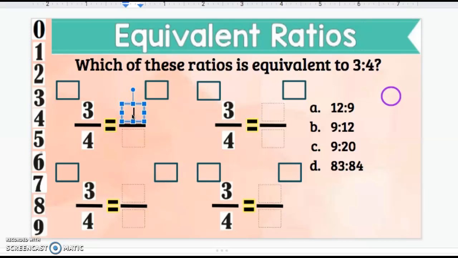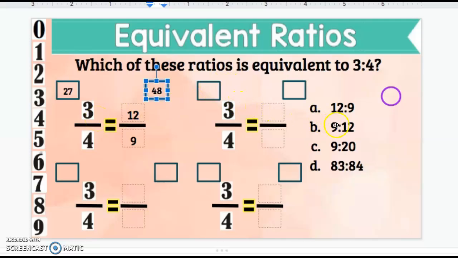Put 12, put 9. Butterfly it out, so 9 times 3 is 27. 4 times 12 would be 48. Okay, so looking at that, are 27 and 48 the same number? No, so it cannot be A.